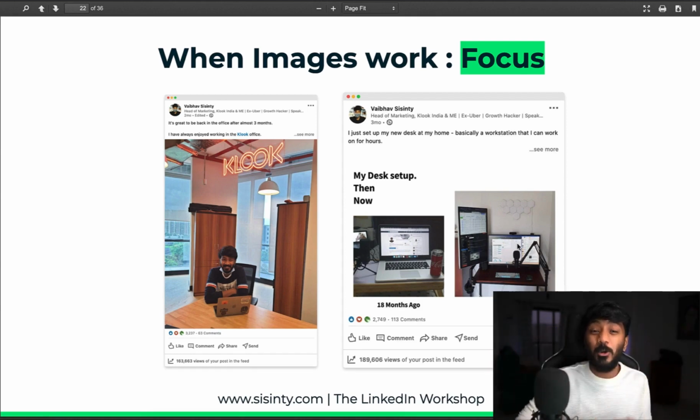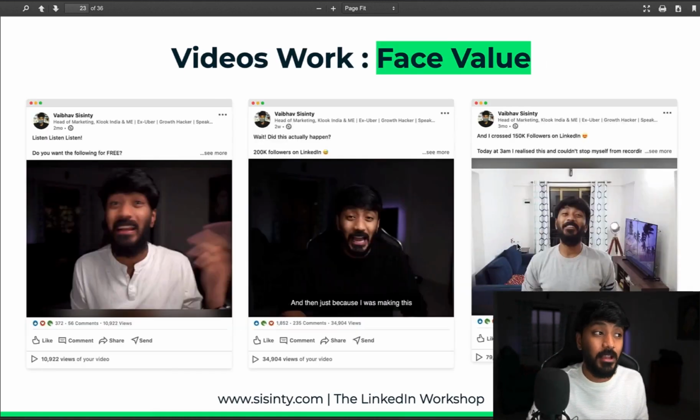Cracking the code of images is not that easy, but if you're a designer, interior person, or whatever that is, you can use images because that's the only way to convey information for you, right?